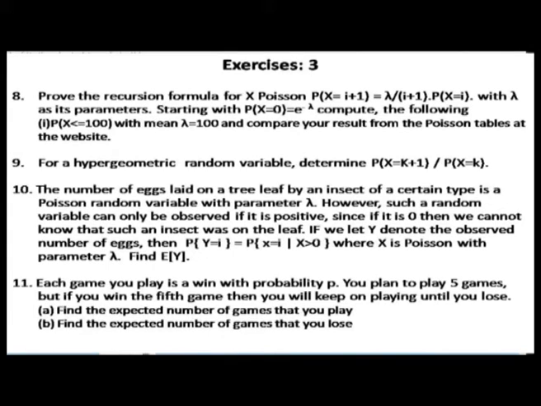Question 10, the number of eggs laid on a tree leaf by an insect of a certain type is a Poisson random variable with parameter lambda. However, such a random variable can only be observed if it is positive, since if it is 0, then we cannot know that such an insect was on the leaf, because there will be no eggs present on that leaf. If we let Y denote the observed number of eggs, then probability Y equal to i is equal to probability X equal to i, given that X is greater than 0, where X is Poisson with parameter lambda. So, find E[Y]. I am asking you to find the conditional expectation of X.